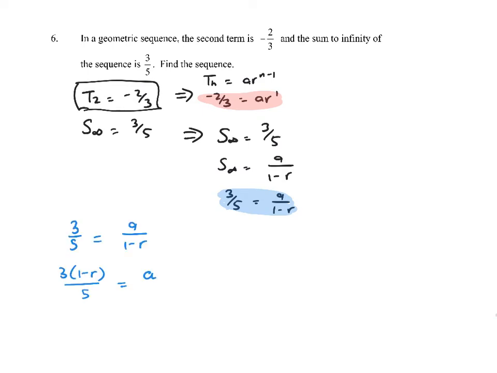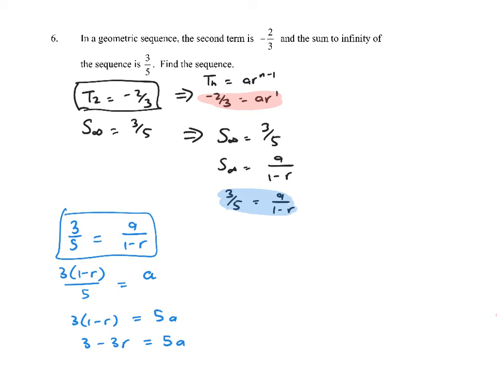So what do we do? We've got that 3 over 5 is equal to a over 1 minus r. We multiply by 1 minus r on both sides. We've got 3 times 1 minus r over 5 is equal to a. Multiply by 5 on both sides, so 3 times 1 minus r is equal to 5a. That means that 3 minus 3r is equal to 5a. That just makes that part look a bit better, I think.